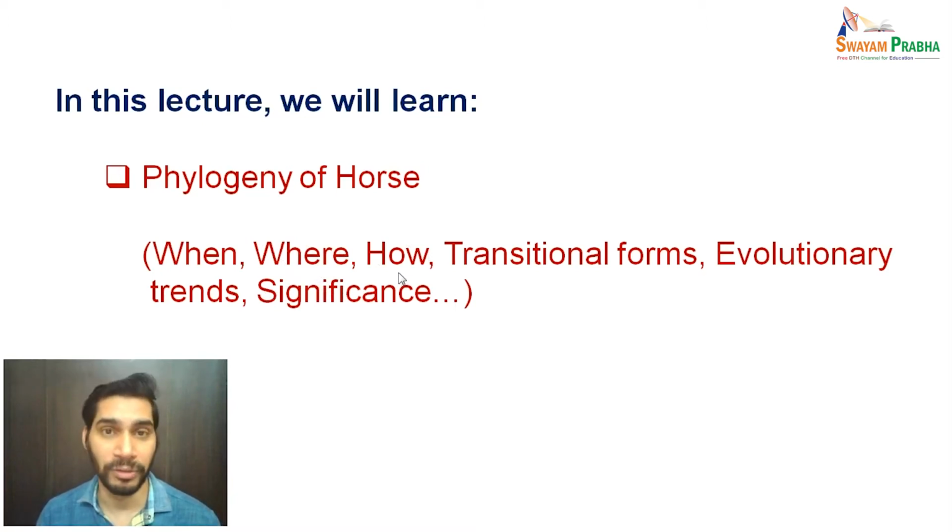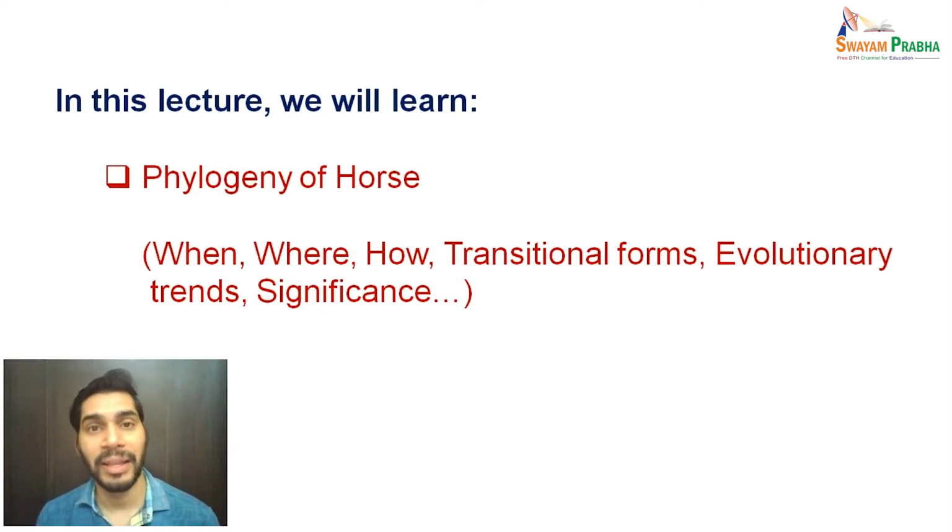How it has evolved, whether it evolved in a straight line evolution kind of thing. That means one form gave rise to another form and so on. And that is how it changed to come to the recent form of horse, or it changed through different branching patterns. So depending on the pattern of evolution, what was the evolution of horse? Then we will also discuss about various transitional forms. Now when I use the term transitional forms, I mean the forms which represent characters of both the previous and the next form of an organism.